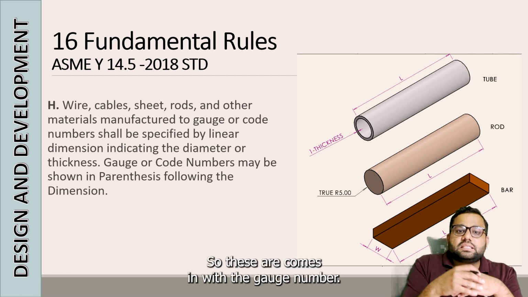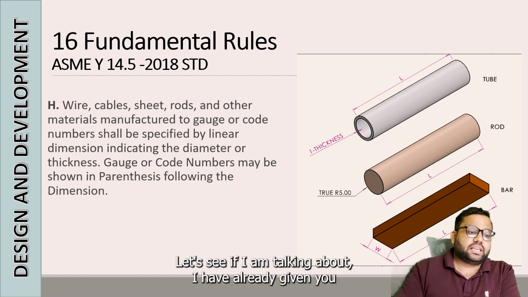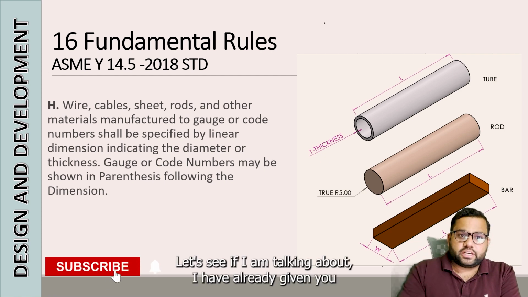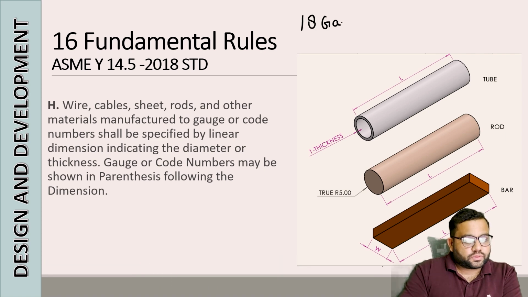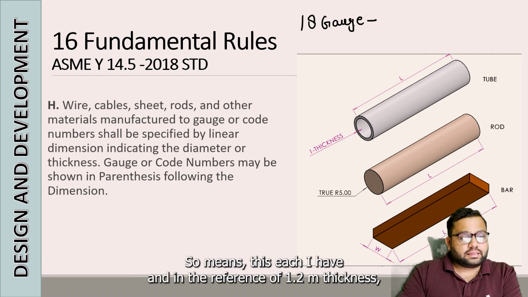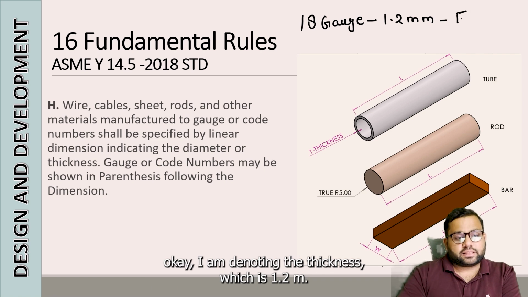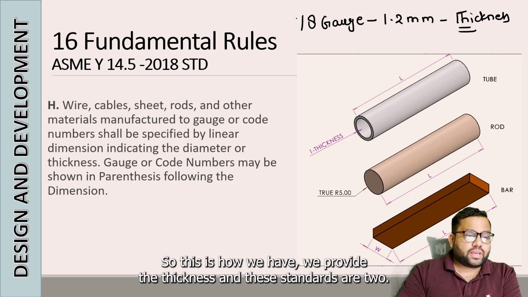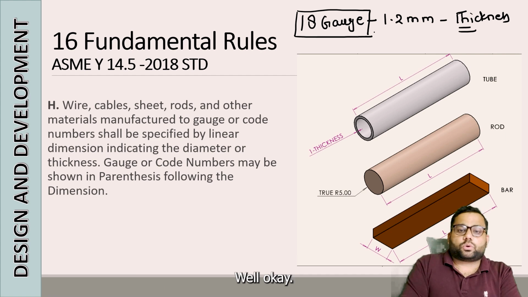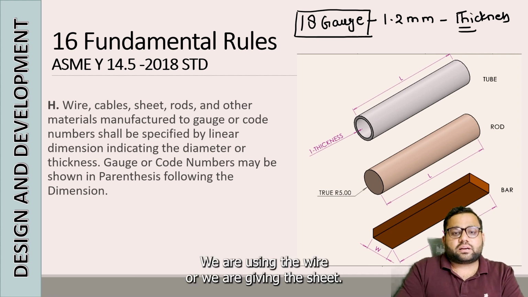So this comes in with the gauge number. Let's say, as I've already given you the example, if I'm talking about an 18 gauge sheet, this gauge refers to a 1.2 mm thickness. I am denoting the thickness, which is 1.2 mm. This is how we provide the thickness, and these standards apply throughout, whether we are using wire or giving the sheet.